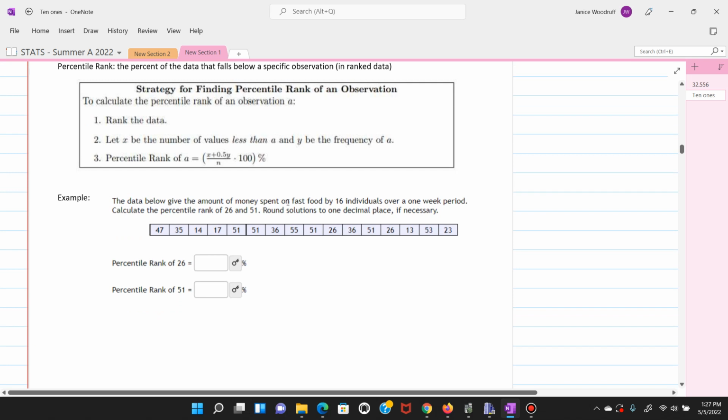Okay, so here, the data below give the amount of money spent on fast food by 16 individuals over a 1-week period. Calculate the percentile rank of 26 and 51. Round the solutions to 1 decimal place if necessary. Okay, so I need to put this in order first. So let me see here. My smallest, I think, is 13. So 13. Then I have a 14. Let's see, there's 17. Yeah, 17 is next.